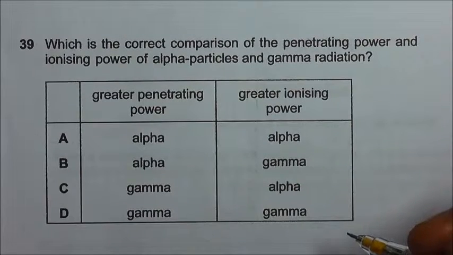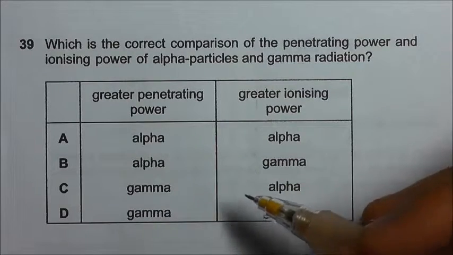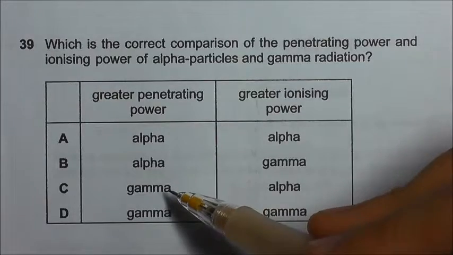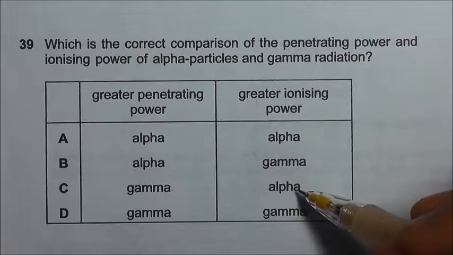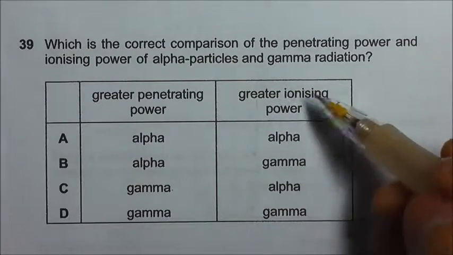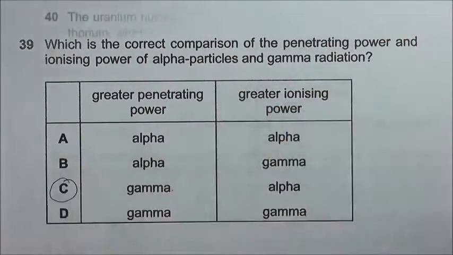This is a question on nuclear physics and it is out of syllabus since the year 2008. Okay, this is a recall question. So we need to know that gamma ray has the greatest penetrating power and alpha particles have the greatest ionizing power. So the answer should be C.